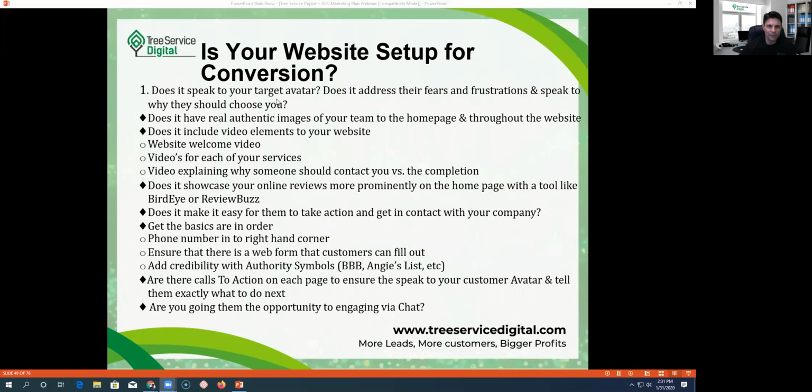Some of those elements are going to be: does it speak to your target customer? Does it address their fears and frustrations and speak to why they should choose you? Does it have real, authentic images of your team? Not just stock photos, but pictures of you guys on the job, pictures of you maybe shaking a hand with a customer, pictures of your trucks with your logos on them, pictures or maybe even videos too. Videos are great to put on these websites.